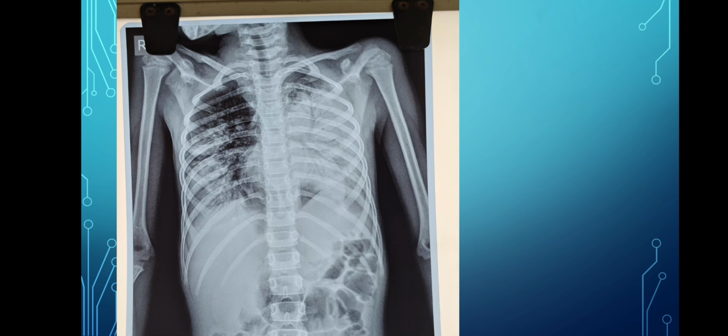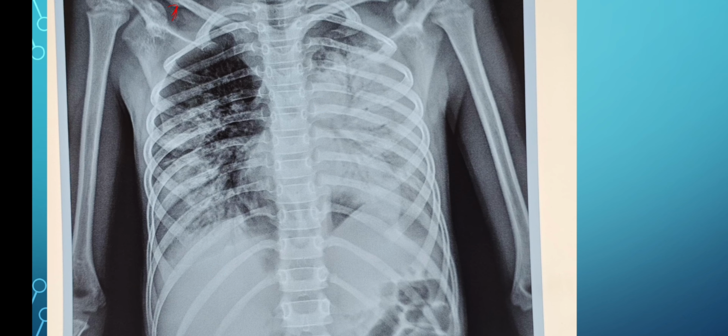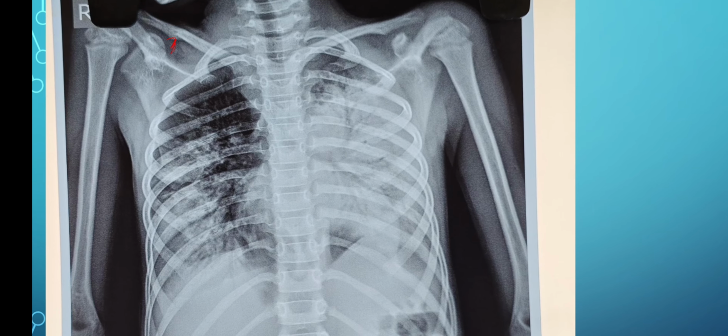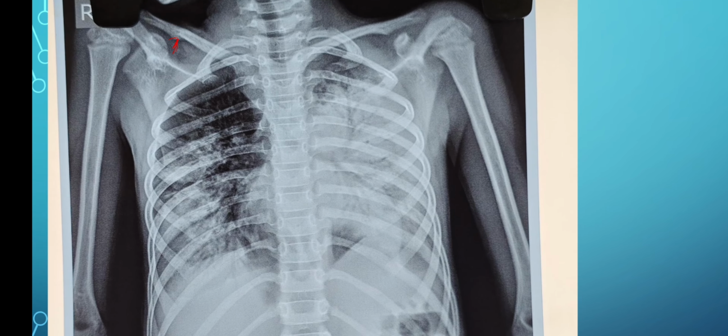Now this is a skiagram of the chest taken in proper position with a rotation towards the right side, and there is a small break of the clavicle, but it is not that significant. The exposure is normal. This X-ray shows the rib cages are normal and the trachea is in the midline, but the cardiac shadow is not well demarcated.